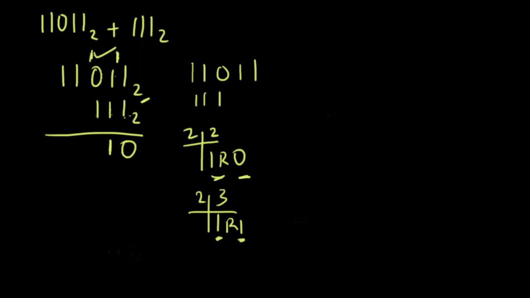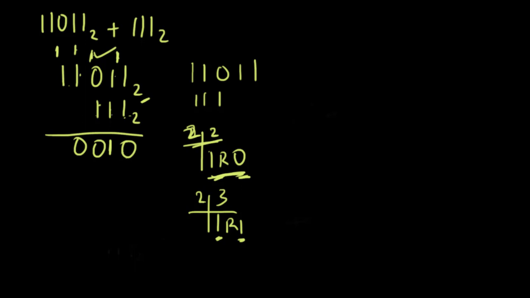1 plus 0 is 1, plus 1 is 2. But I still cannot write 2, so I divide. So I'm having 2 divided by 2, 1 remainder 0. That will be 0, carry 1. Do you understand? 1 plus 1 is 2. I can't write 2, so I divide. I still have 1 remainder 0, so I write the remainder 0. I carry the quotient 1.